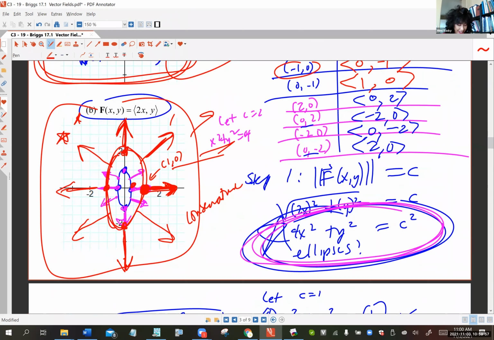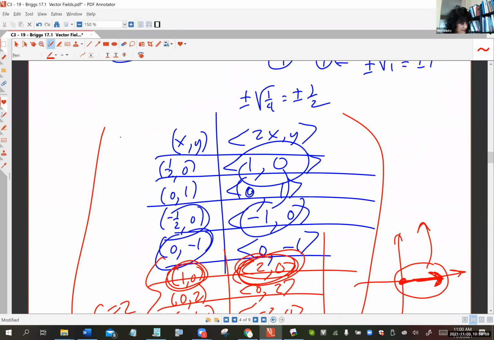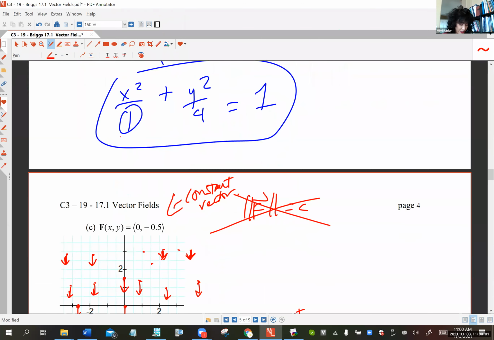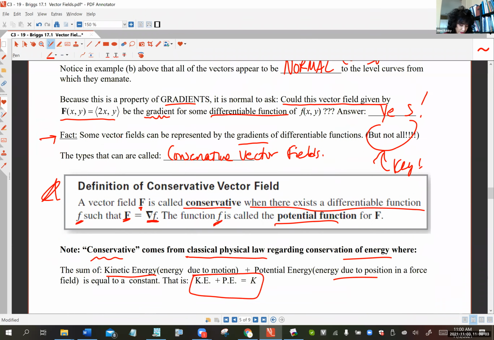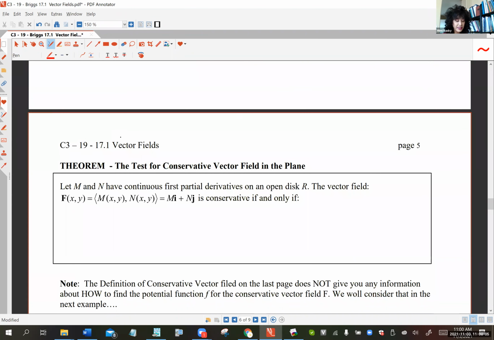There's a way that's faster, and you're going to use this theorem. This theorem is the easy way to tell. And this is for 2D. I won't show you the 3D test until another week or so, but it's somewhat similar.